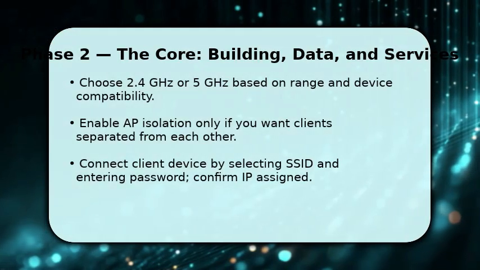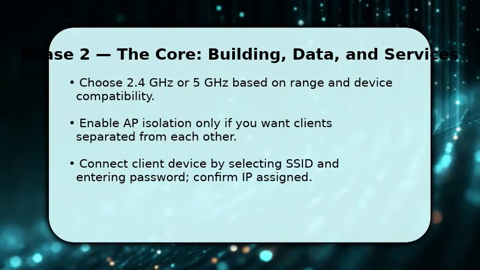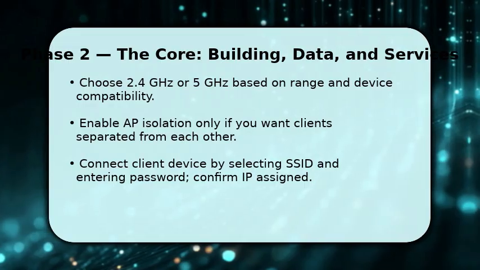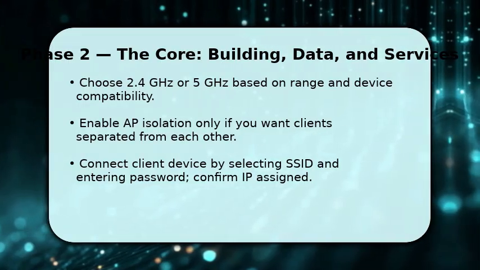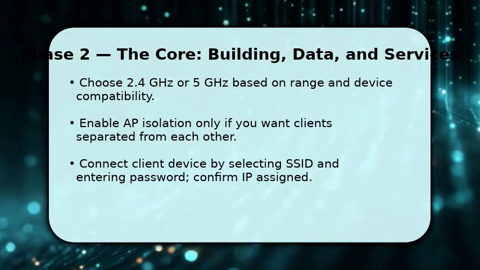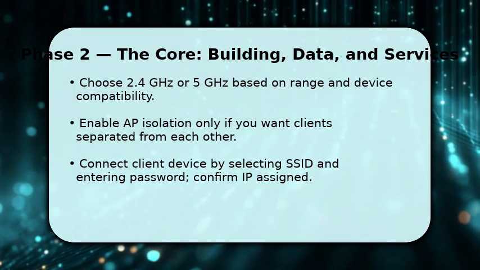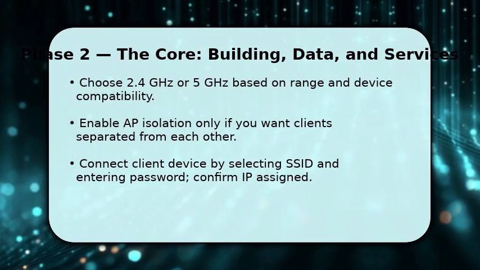Next, configure how you share the connection and then connect client devices. You decide between 2.4 GHz for wider range or 5 GHz for faster throughput. Pick what your client devices support. Enable or disable AP isolation depending on whether clients should communicate with each other.